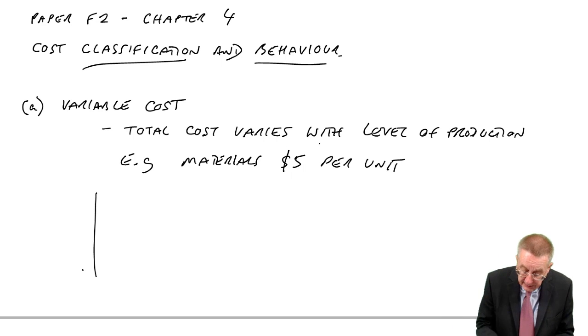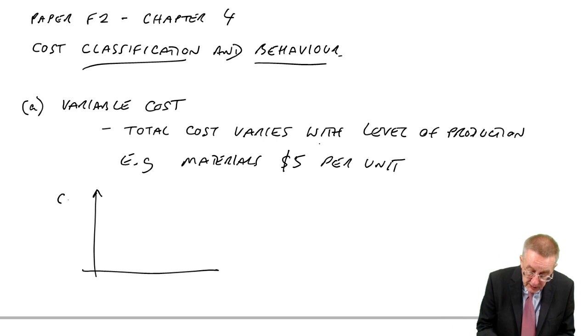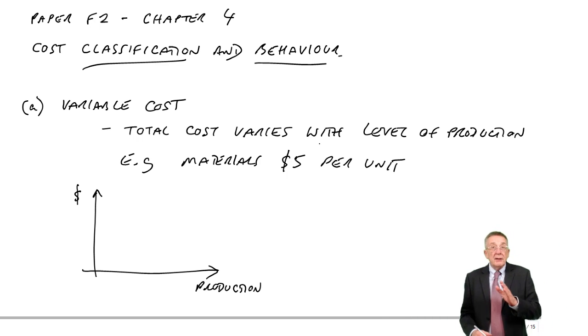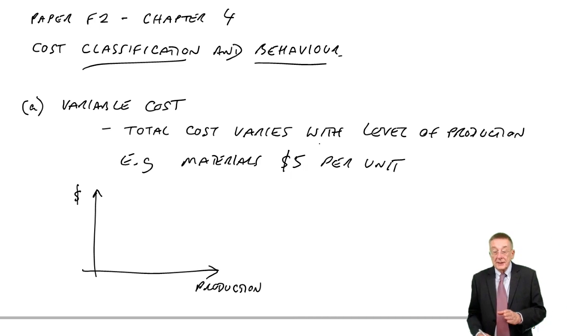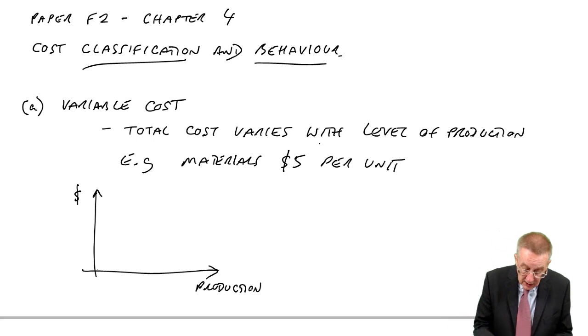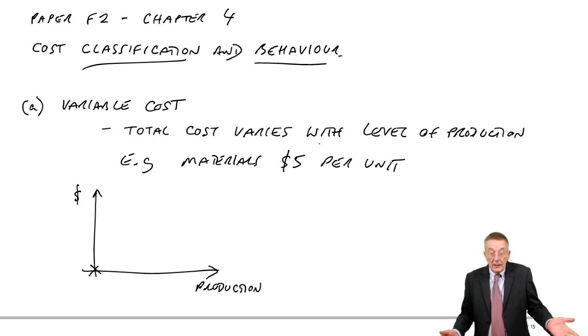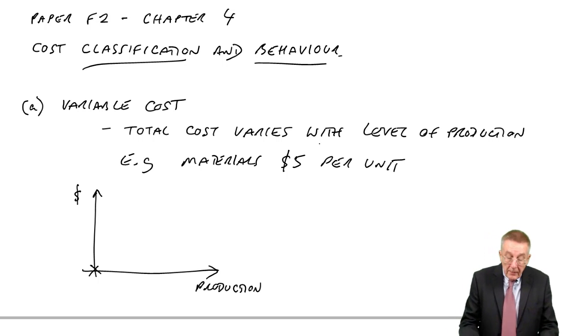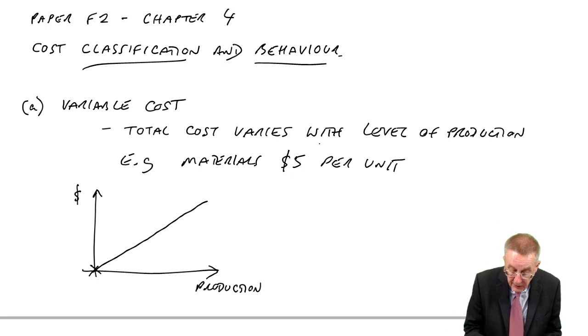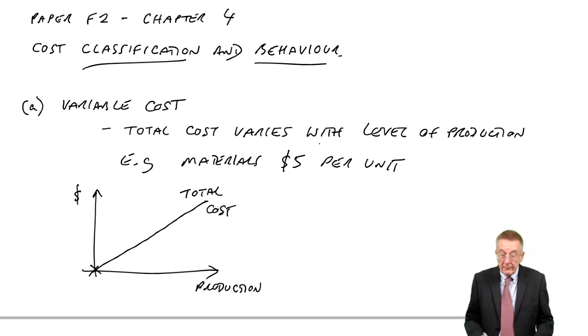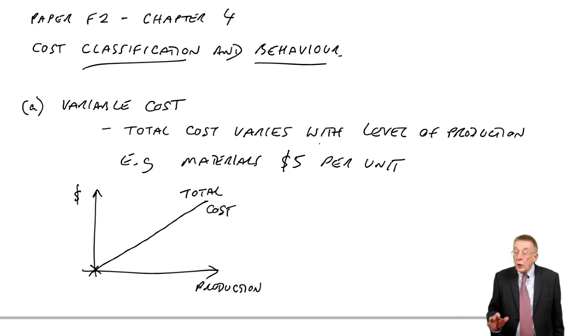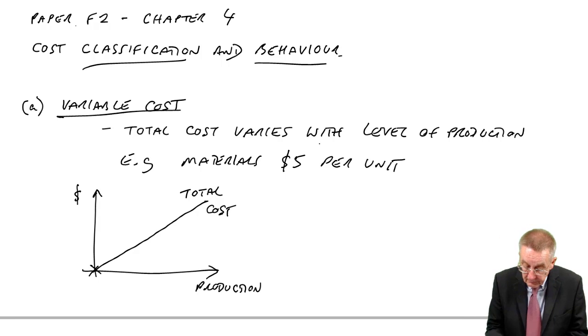And if we did a little graph showing the cost against the production, surely as far as the total cost was concerned, if you produce none, there's no cost of materials, but the more you produce, the more the total cost will be. So that's what we call a variable cost.